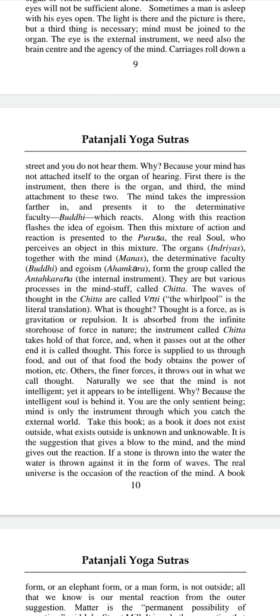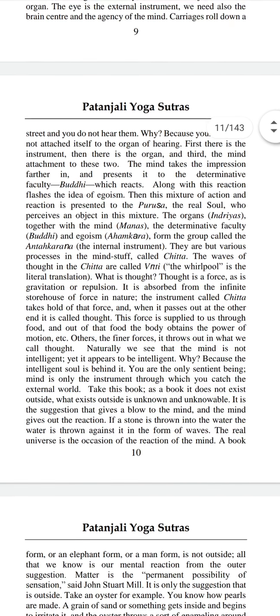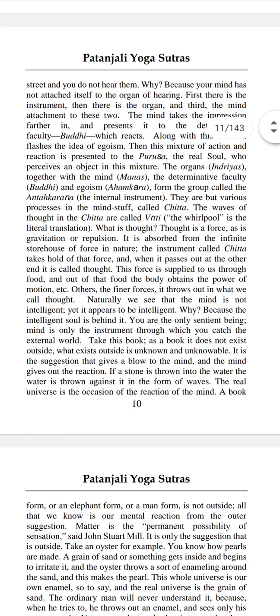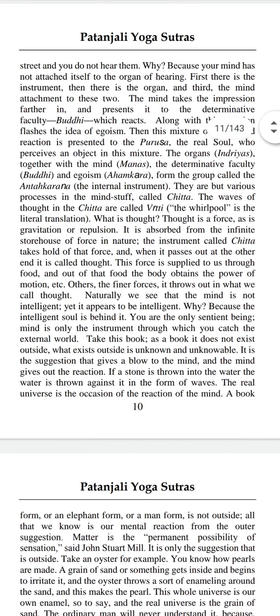This force is supplied to us through food, and out of that food, the body obtains the power of motion, etc. Others, the finer forces it throws out in what we call thought. Naturally, we see that the mind is not intelligent, yet it appears to be intelligent to a person. Why? What is the reason? Because the intelligent soul is behind it. There is some intelligent soul behind that mind, and you are the only sentient being.